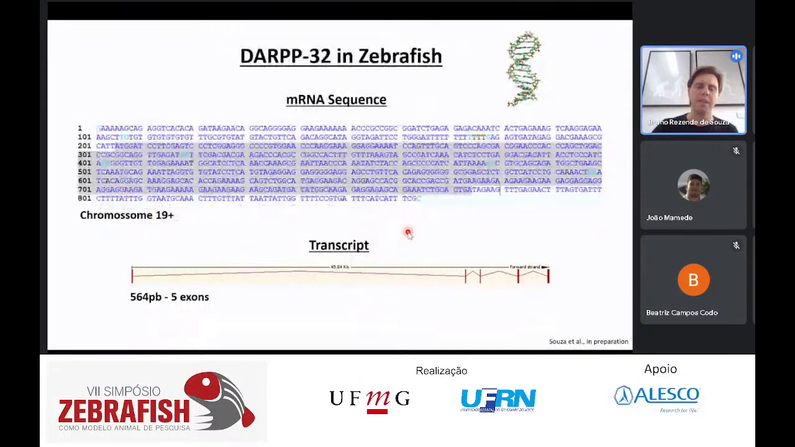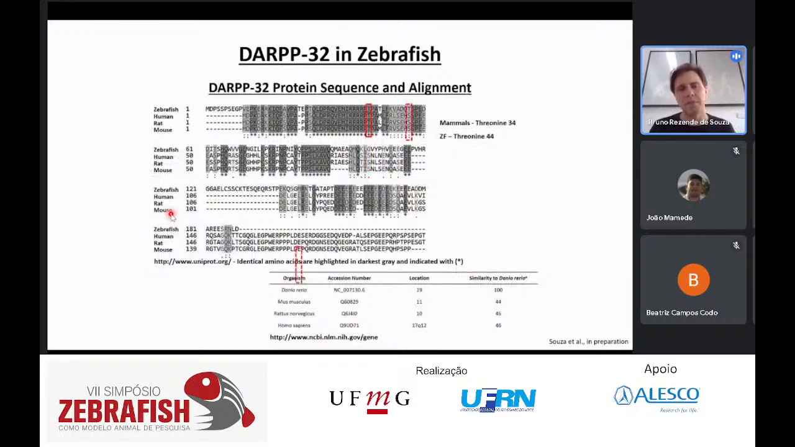So one of the things that we did in our lab is to clone and sequence the gene of DARPP-32. So we checked the gene of DARPP-32 if it is in chromosome 19. And after we sequenced the genome of zebrafish, we did all the data analysis, the protein sequence and alignment, and we can see that zebrafish has the phosphorylation site threonine 34, but in zebrafish it's 44. But it doesn't have the other phosphorylation sites. So the threonine 75, a lot of them we don't see. That's a question that we don't know the answer to yet: if this was added during development or was deleted during evolution, we don't know yet. But that's one of the questions that we have.